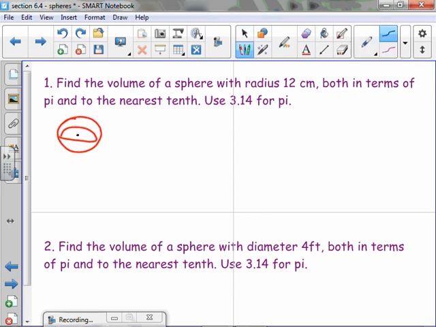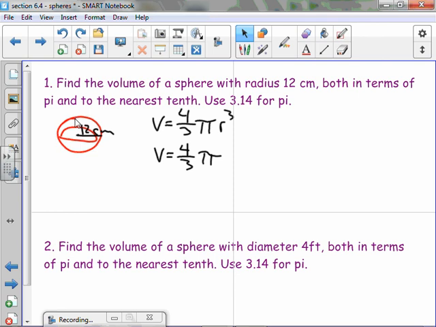Okay, and I'm going to label in my radius, which is 12 centimeters. Then I'm going to use my formula. Volume equals 4/3 pi times the radius cubed. So now I just need to plug in the given information, which is my radius. Volume equals 4/3 times pi times the radius, which is 12 centimeters, raised to the third power.